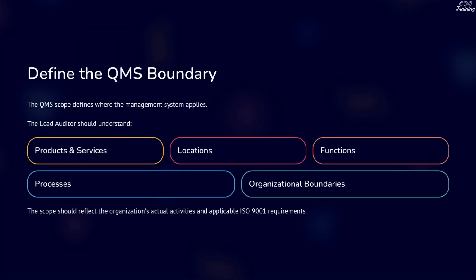The QMS scope defines where the management system applies. The lead auditor should understand products and services, locations, functions, processes, and organizational boundaries. The scope should reflect the organization's actual activities and applicable ISO 9001 requirements.